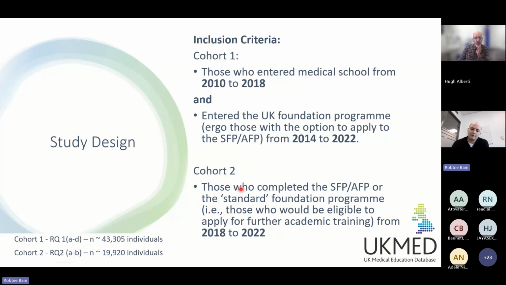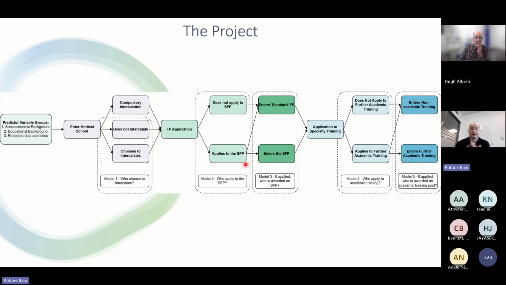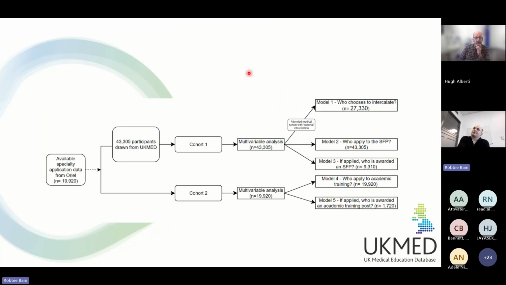And then following that, we wanted to ask the question of who enters further academic training. So we took everyone across these 4 years from 2018 to 2022, so about 20,000 people, to ask, if you have finished foundation, how likely are you to go into an academic career or clinical academic post after that? And then these were the 5 models that we put together to try and link this together as a pipeline.